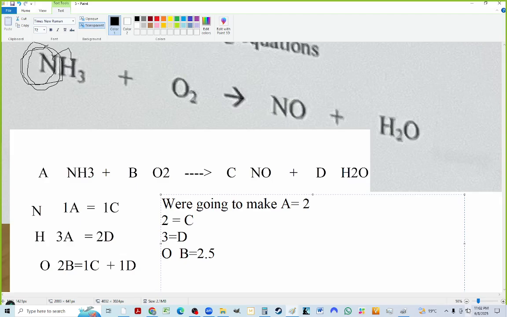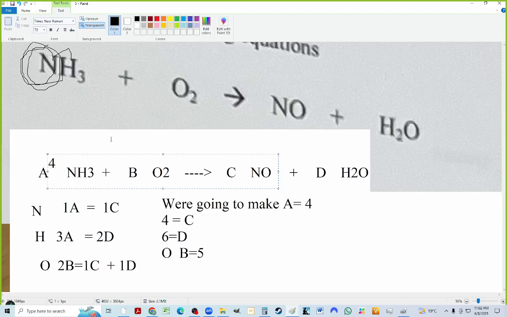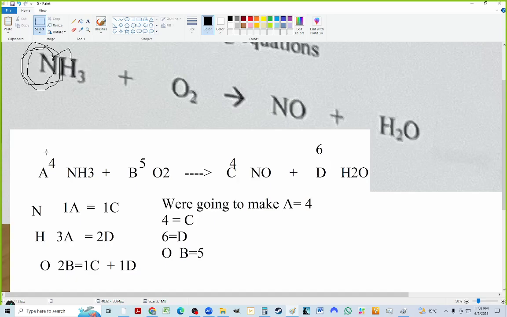Great. Now I've got my A is 2. That's fine. C is 2. D is 3. B's a pain. It's 2.5. Guess what we should do to all the numbers now? Multiply them by 2. Right. So A becomes 4. C becomes 4. D becomes 6. B becomes 5. Boom, you figured out all the numbers. So now A is 4, B is 5, C is 4, D is 6. So now I can get rid of all those letters and just slide those numbers down instead.